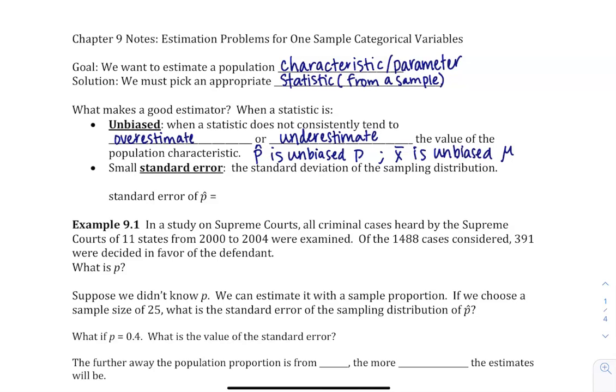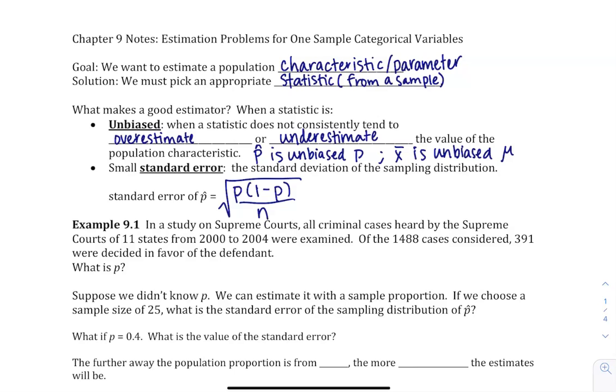So we want our statistic to be unbiased, but we also want it to have a small standard error. And that standard error is simply the standard deviation of the sampling distribution. The standard error for p hat that we learned in chapter 8 is given by the square root of p times 1 minus p, over n.